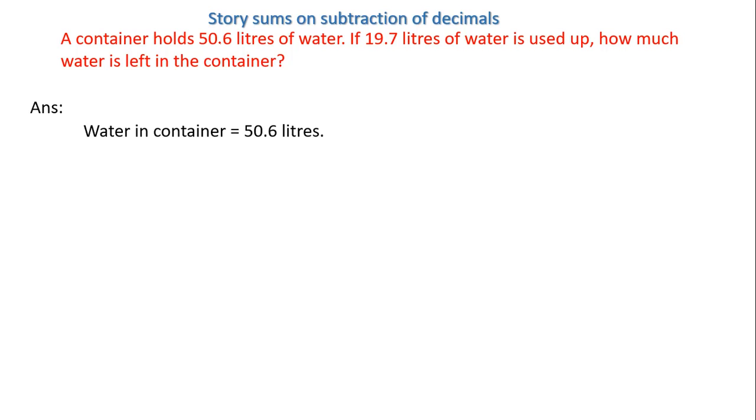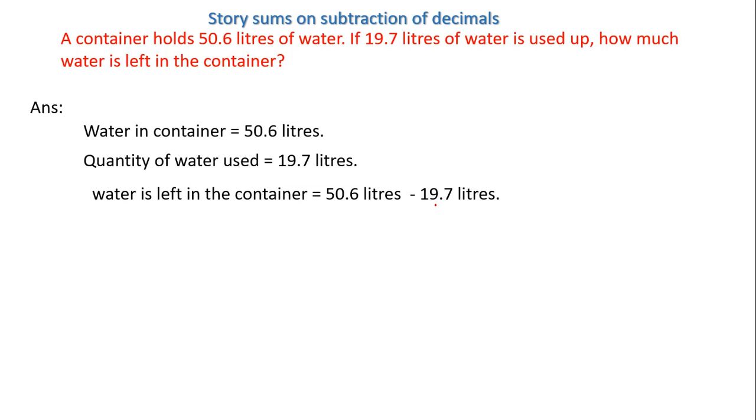Water in container is equal to 50.6 liters. Water used is equal to 19.7 liters. To find water left in the container, I am subtracting this 19.7 liters from 50.6 liters. So water left in container is equal to 50.6 liters minus 19.7 liters. I will write these two decimal numbers column wise. Then I will do the subtraction.